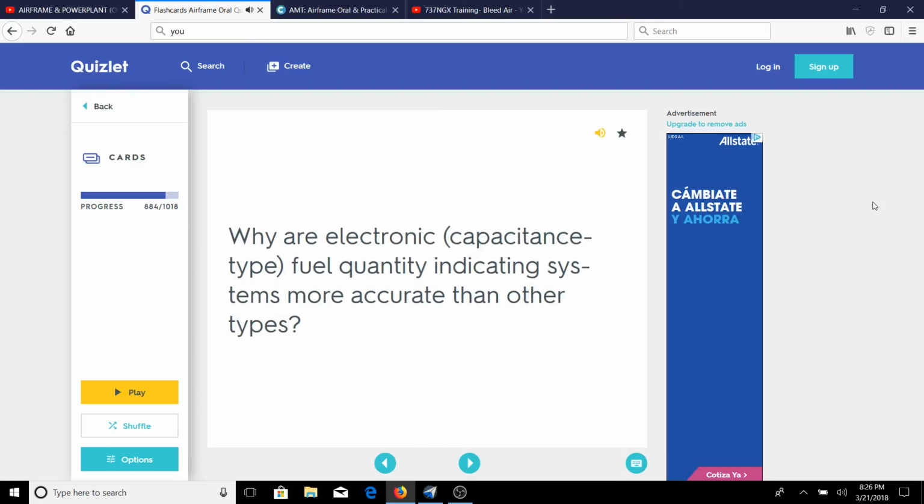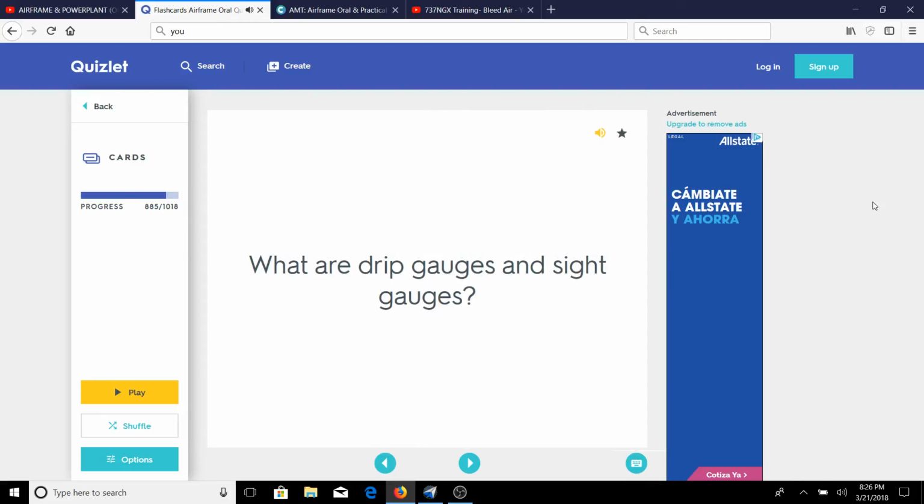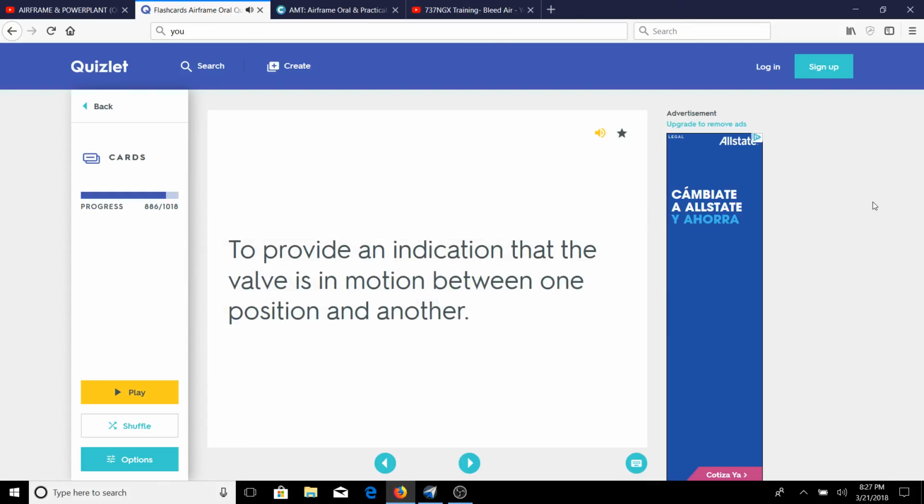Why are electronic fuel quantity indicating systems more accurate than other types? They measure the mass of the fuel instead of the volume. What are drip gauges and sight gauges? Underwing, bayonet-type fuel gauges. What is the purpose of an in-transit light associated with an electrically operated fuel tank shutoff valve? To provide an indication that the valve is in motion between one position and another.